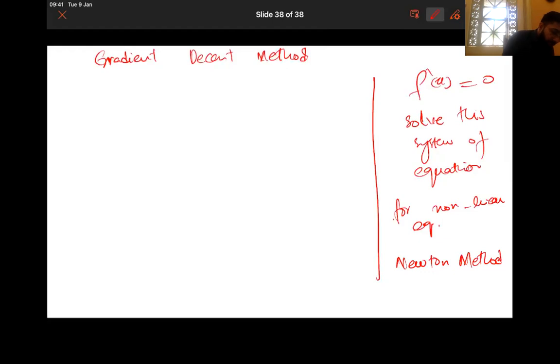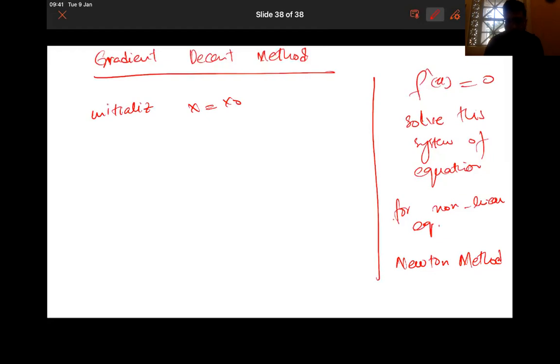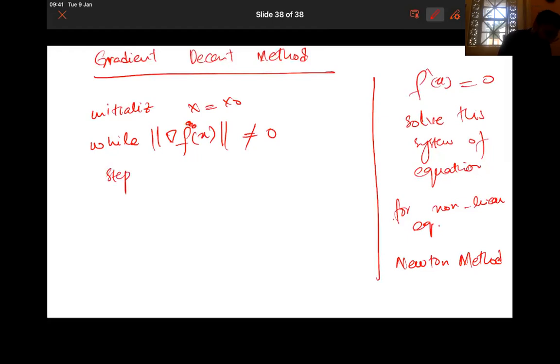So what is a minima? A local minima is a point where the value is locally the smallest. So what we say is that let's do this. Let's initialize x to x naught. While the derivative of f, in fact, because I'm in multidimensional, I'll call gradient, while the norm of gradient is not equal to 0, do this. Step 1, find the gradient.